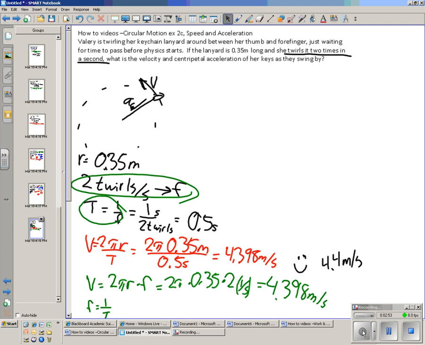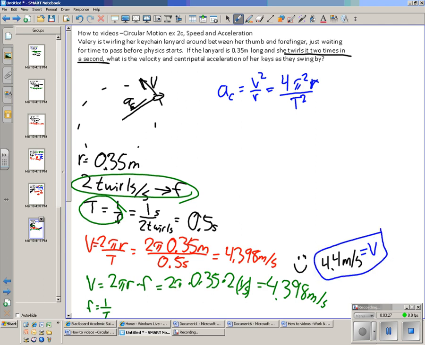Now let's move on to the centripetal acceleration. Acceleration centripetal is equal to v squared divided by r, which is equal to 4 pi squared r divided by T squared. Now you say, why am I going ahead and doing it this way? I'm showing that we can solve it using all sorts of different information. Because I didn't originally have the velocity. I did in fact just solve for the velocity. I assume it's correct, but in case it's not, we can solve it this way.